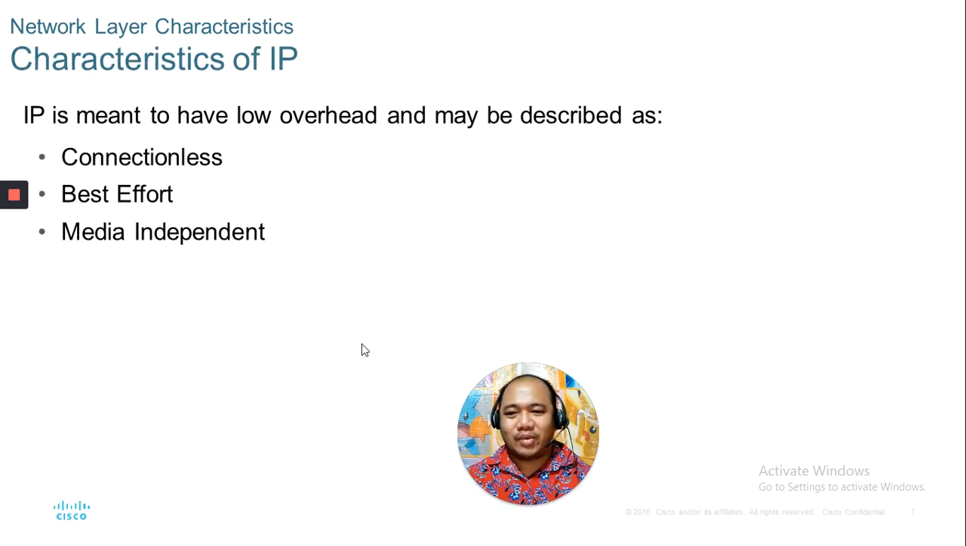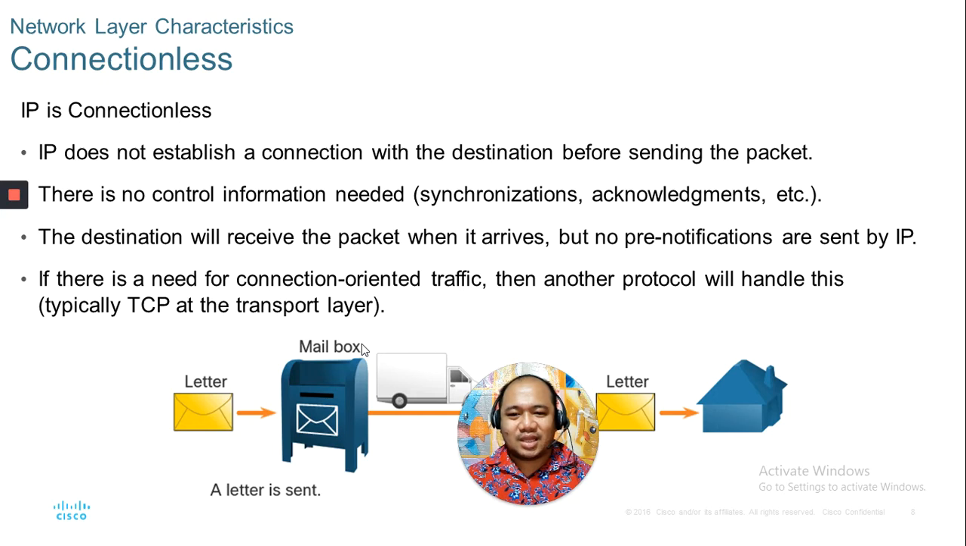Characteristics of IP: it is meant to have low overhead and may be described as connectionless, best effort, and media independent. If we are talking about connectionless, IP does not establish a connection with the destination before sending the packet. So there's no need for establishment, because that is the job of TCP under the three-way handshake. It has been escalated to the transport layer, so there is no control needed. The destination will receive the packet when it arrives, but no pre-notification is sent by IP. If there is a need for connection-oriented traffic, that is the job of the transport layer, another protocol, which is TCP.